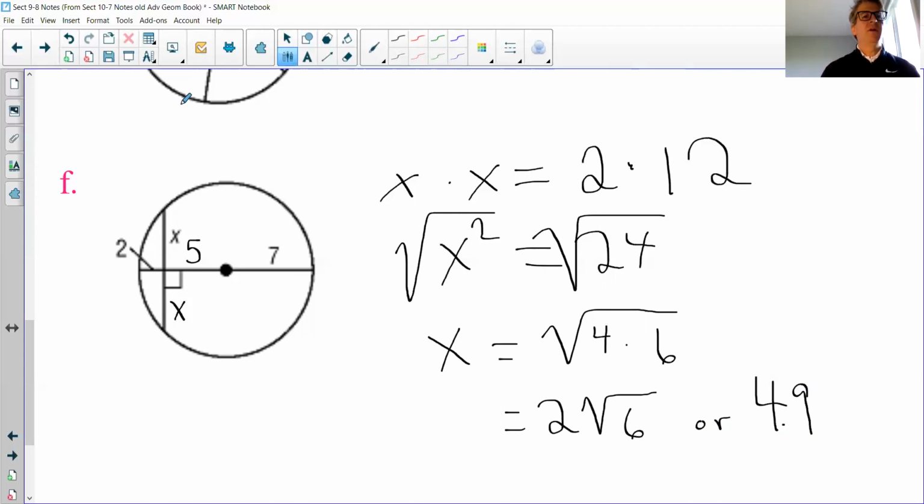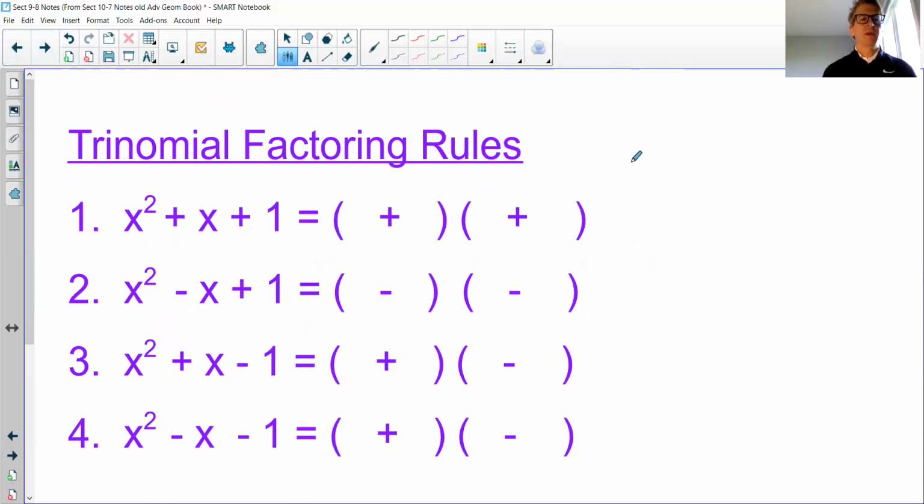All right, page 3. So this is the review on trinomial factoring rules. Okay, so just keep this in mind. This is your pattern. So if you have this from last year when you had factoring, this will help guide you. So if you have a plus and a plus, your product will be plus and plus. You have a minus plus, you'd have minus minus. Plus minus, you'd have a plus minus. And minus minus, you'd have plus minus.